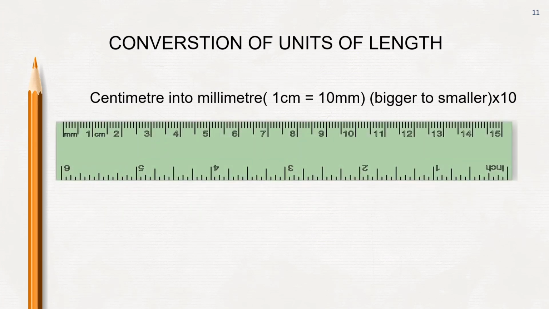We understood from 0 to 1 is 10 millimeters. 10 millimeter is nothing but 1 centimeter. Can you tell me 2 centimeter equals how many millimeters? Yes, 10 plus 10 will be 20. So 20 millimeter is equal to 2 centimeter. 30 millimeter is equal to 3 centimeter, right?